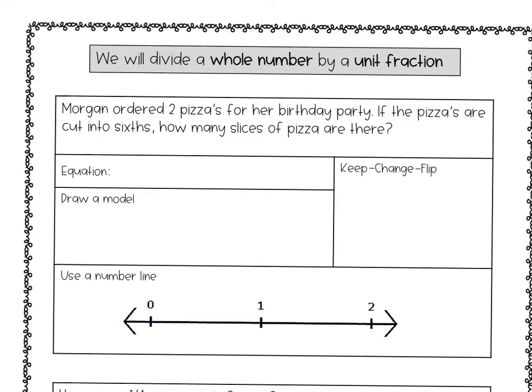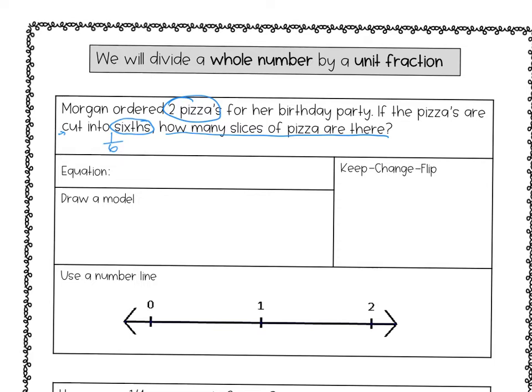So we know that there are 2 whole pizzas, and she is going to be cutting them into 6. So that means each slice, if we cut them into 6 pieces, will be worth 1/6. And we want to know how many slices of pizza there are. I said earlier that we would be dividing. Our word cut here can help us see that we want to divide the pizzas into 6 pieces. So we're going to make an equation.